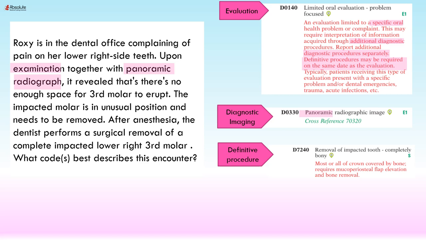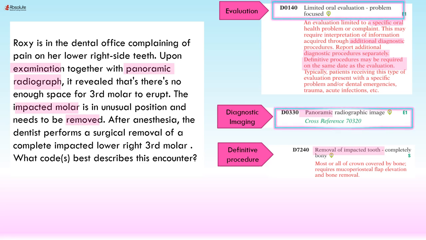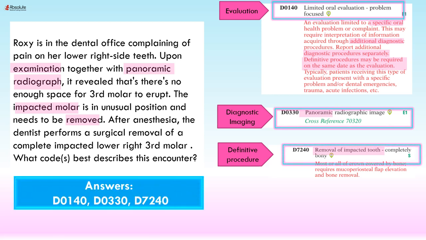All right. Yes, I think that completes our code. So we have coded the evaluation. We have D0140. We coded our diagnostic imaging D0330, and finally we have coded our definitive procedure. So coders, we have our answers. If you got D0140, D0330, and D7240, well, you are outstanding. Good job, everyone.